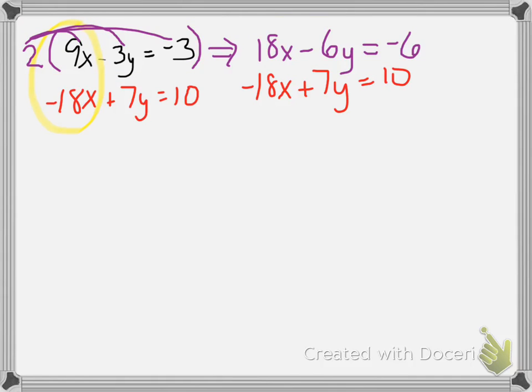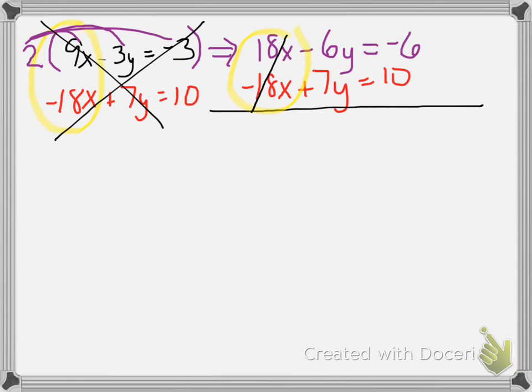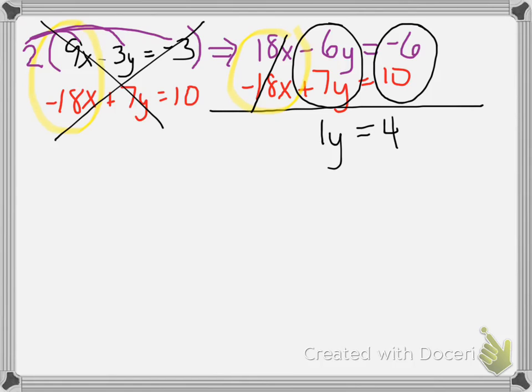So I'm no longer going to look over here. I'm going to look at my new equations, and they're set up nicely, and you can see that 18x minus 18x is going to eliminate to 0x, which is the elimination. Negative 6y plus 7y, I'm going to simplify that, and that's going to make 1y. And I'm going to simplify on this side, negative 6 plus 10. Either way, you're going to have 4 left over. And 1y is the same as y, so I get y equals 4. So my y is equal to 4.